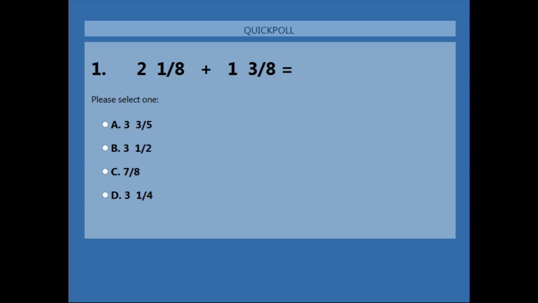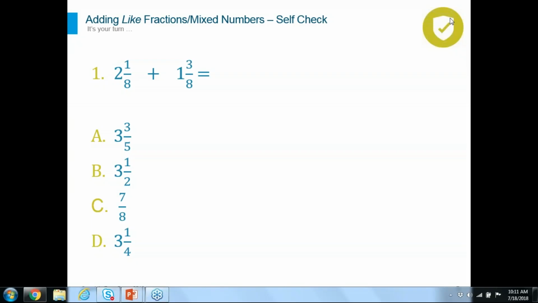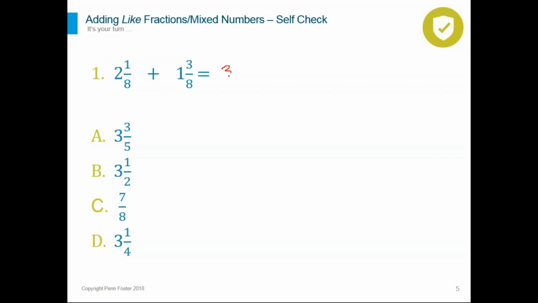Okay, let's then move on to the question and see how we can add, again, two mixed numbers with the same denominators. They are like mixed numbers, so simply add: 2 and 1 is 3, 1 and 3 is 4 on the top, and then 8 will remain on the denominator.